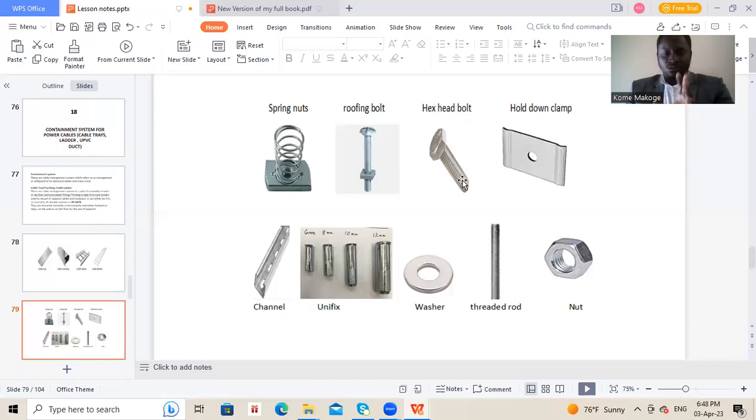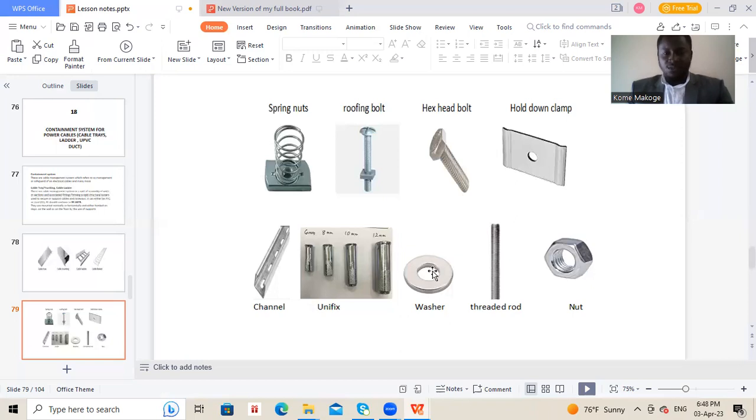This is used to be clamped on the wall. We have the hold down clamp. Mostly these are used to hold cable baskets to the support. We have the channel, which is explained already. We have Unifix, which is drilled into the slab, the wall, or the floor, to hold the supports or probably the channels.